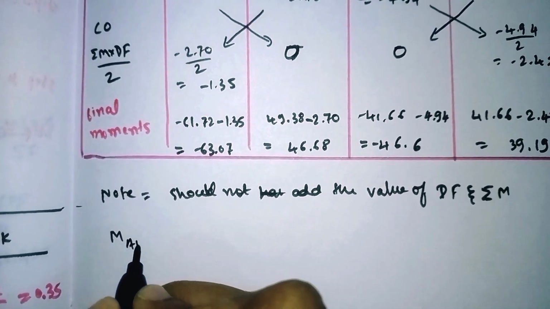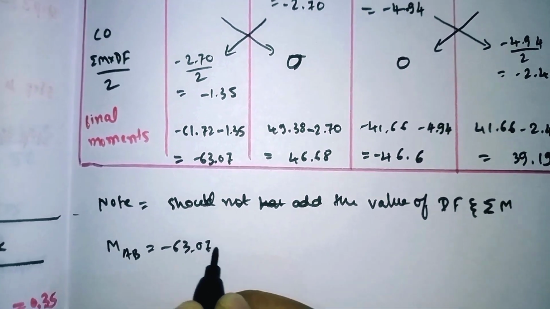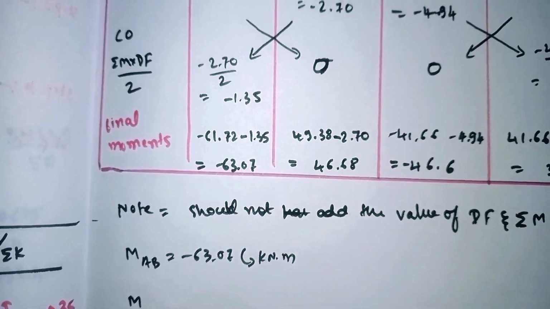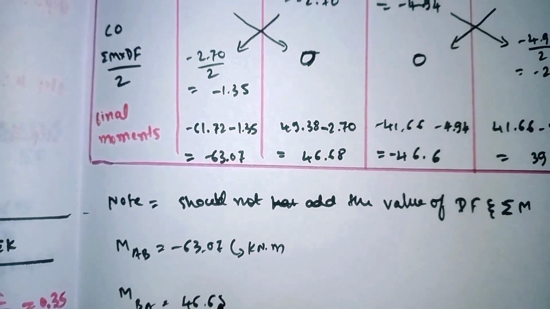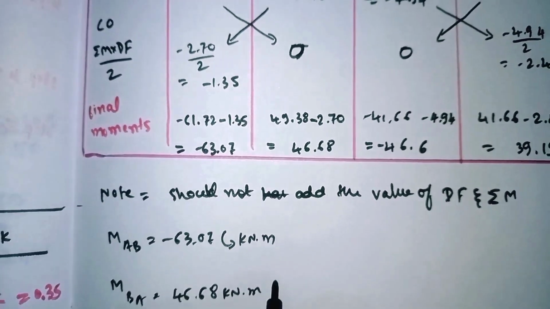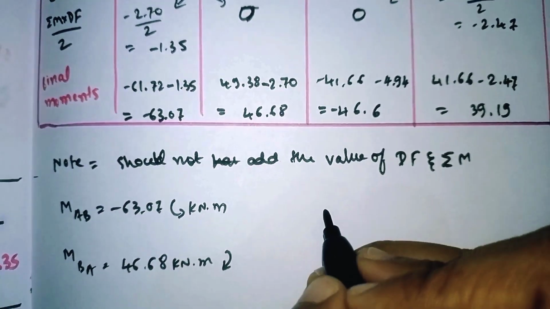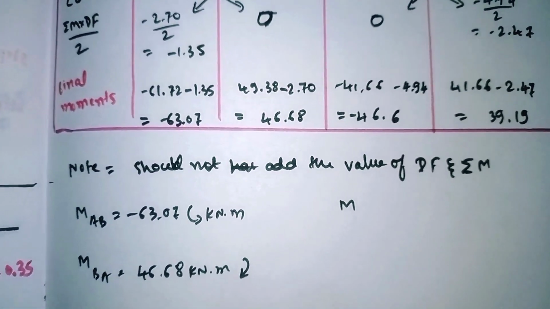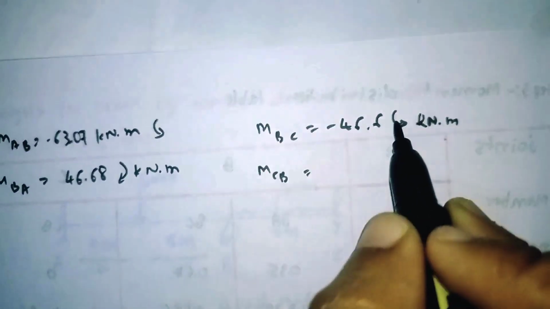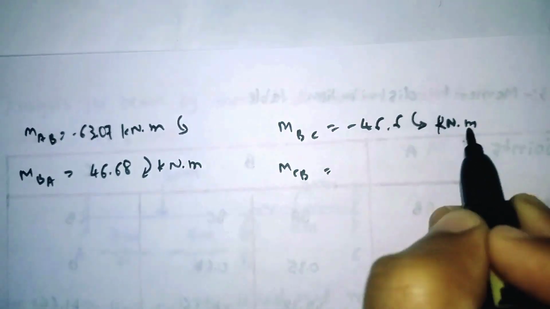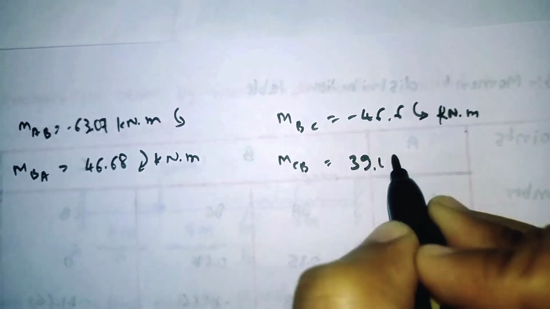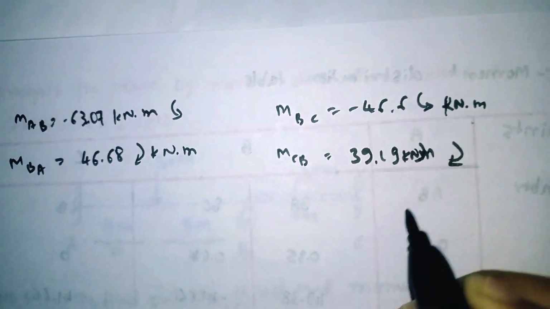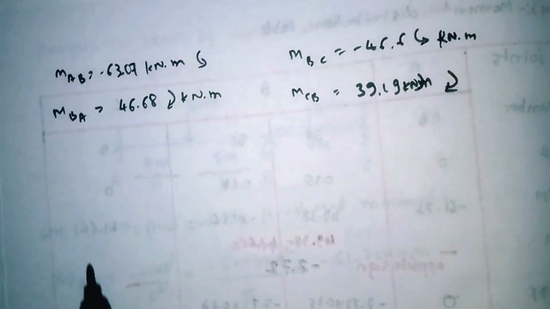So our MAB is equal to minus 63.07. It is negative, means it is anti-clockwise. Kilonewton meter is the unit. And MBA is 46.68 kilonewton meter, positive, so moving clockwise. And MBC is minus 46.6, it is negative, so anti-clockwise. Unit is kilonewton meter. And MCB is 39.19, it is clockwise. Our unit is kilonewton meter and it is clockwise. So I have written it here, so for further calculation it will be easy.